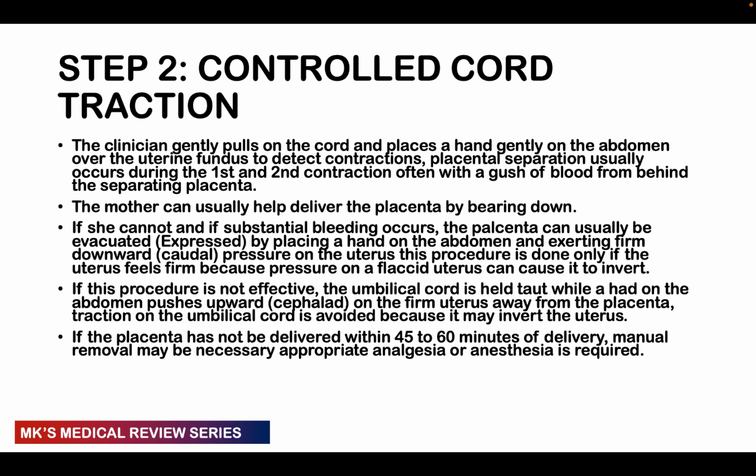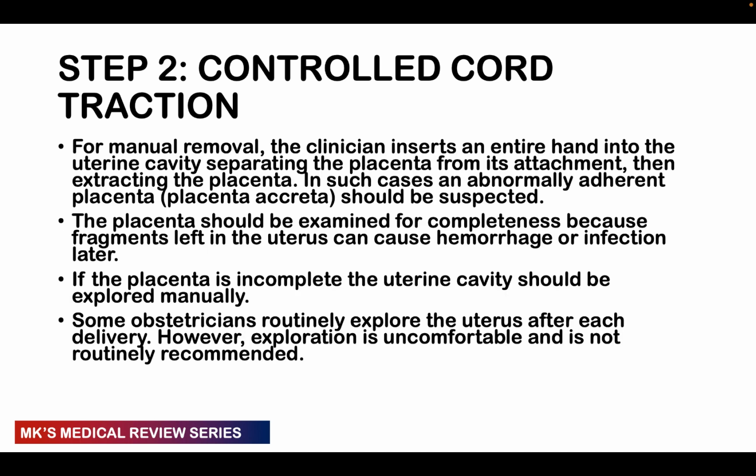because if you do it with a flaccid uterus, it's going to invert. If the procedure is not effective and the umbilical cord is still held tight, whilst the other hand is pushing on the abdomen, then you can continue with the traction. If the placenta has not been delivered within 45 to about 60 minutes, then it has to be manually removed, and you need to give this patient some analgesia or anesthesia as required.